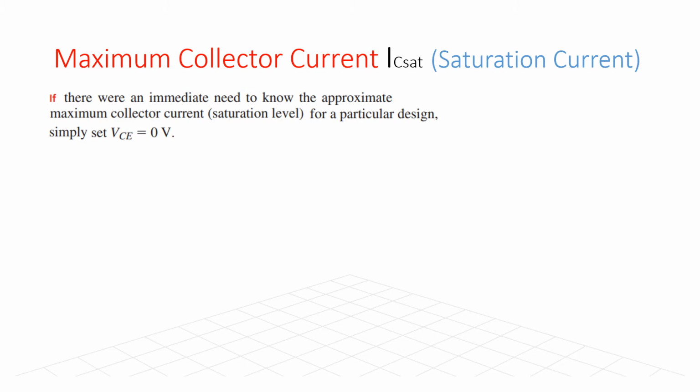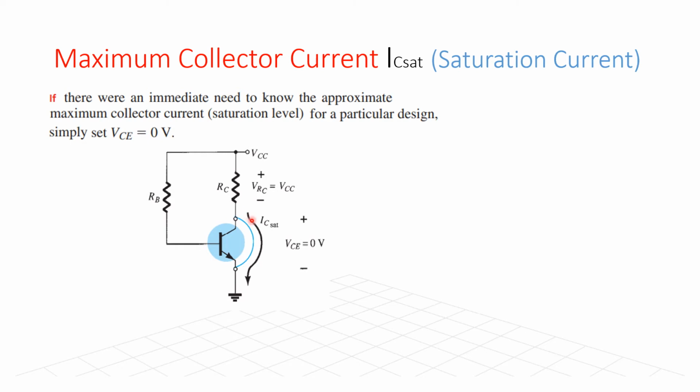Now, the term maximum collector current has been used in this question. The maximum collector current is actually the saturation current. The easiest way to find this is to put VCE equal to 0 in whatever circuit. In this case, if you put VCE equal to 0, from here we can calculate IC to be VCC over RC. So this is the easiest way of doing it.